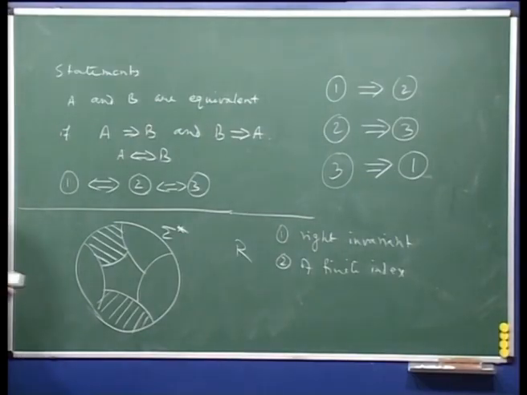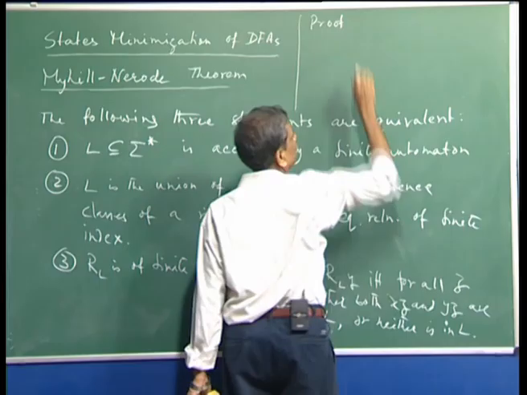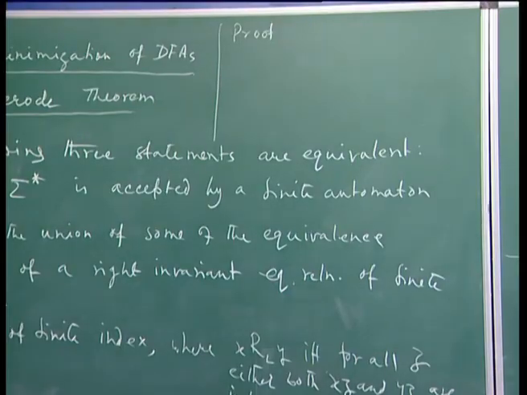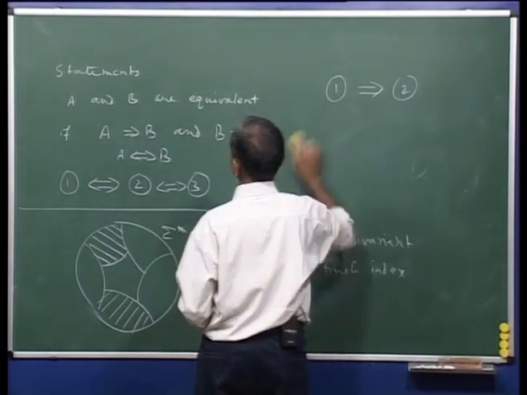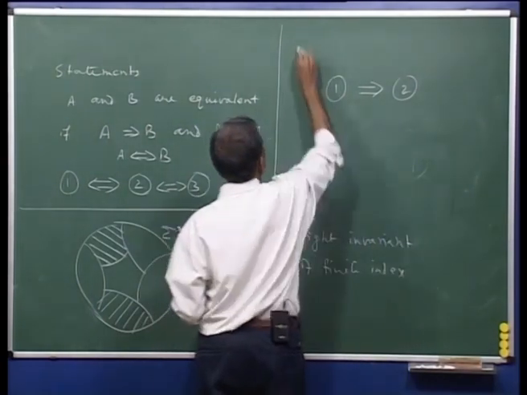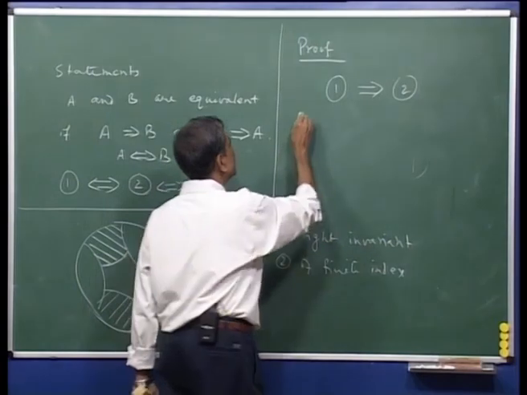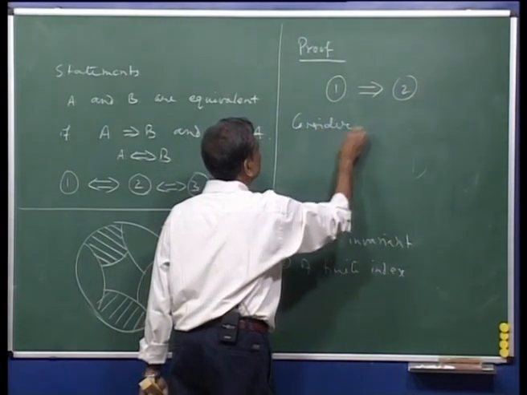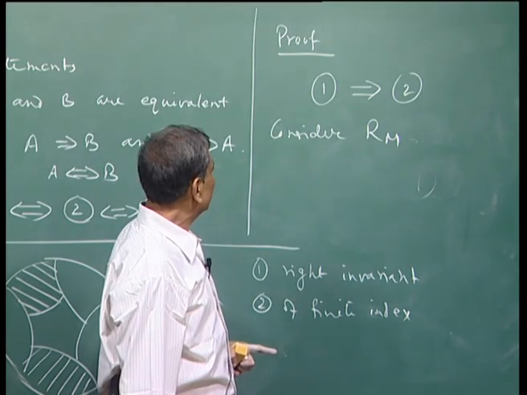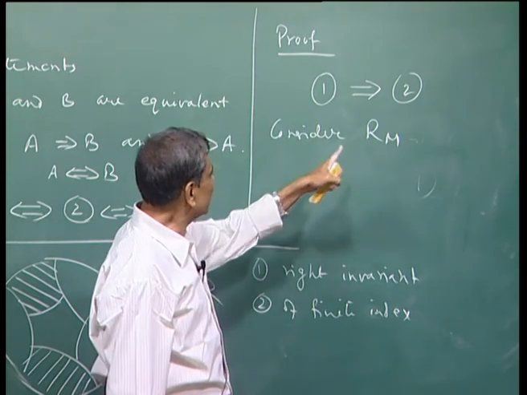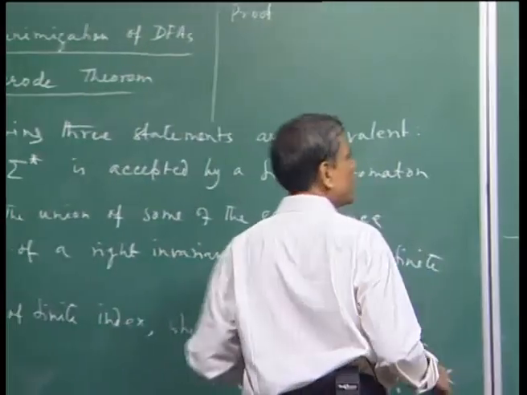So actually, we have already done this proof that 1 implies 2. What is that proof? I say consider Rm. Remember, two strings were related, and that Rm is going to give me this. But you see how it is 1 implies 2?